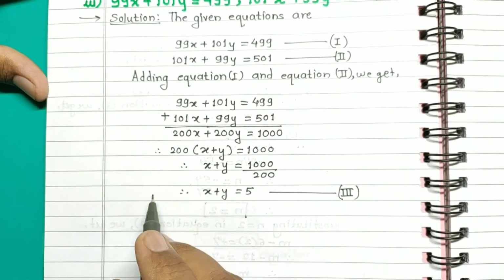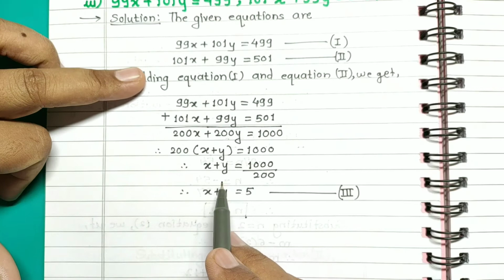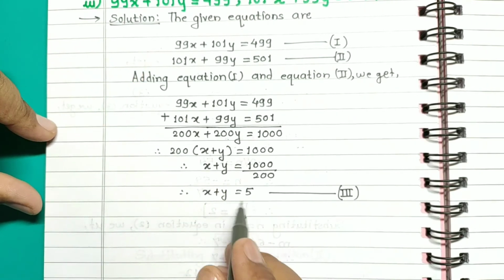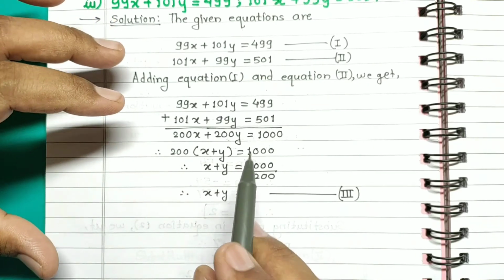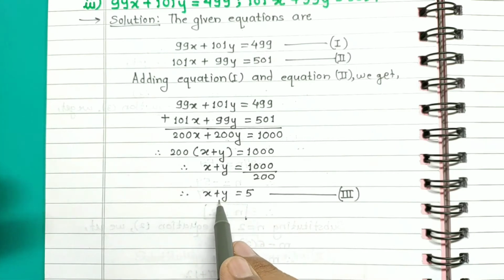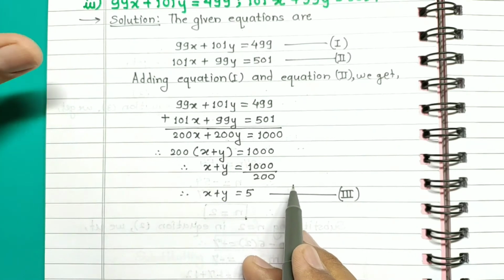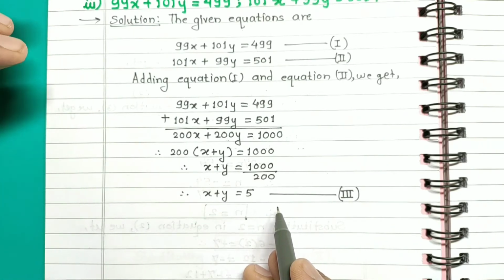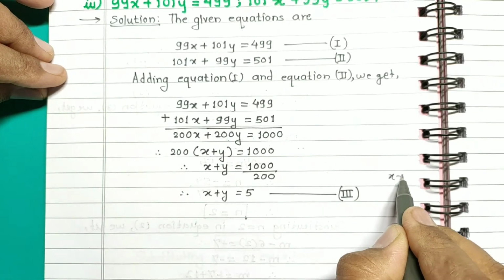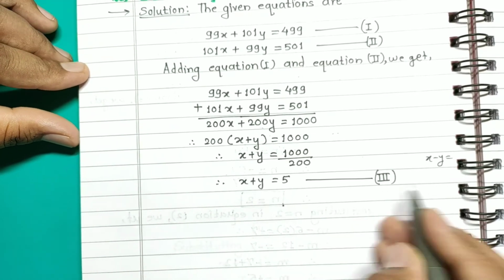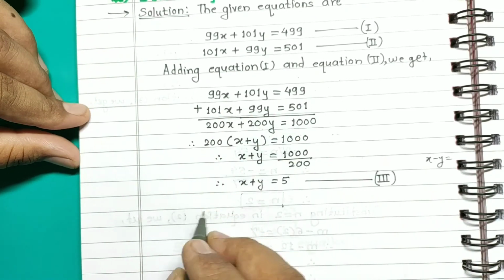So what we have done here, we have added both the equations to get a simple linear equation. Now this is the trick. We are going to add such type of equations to get a simple linear equation of the form x + y = some number, and next step is we are going to subtract both the equations to get an equation of type x - y = some number. So now let's subtract the equations.